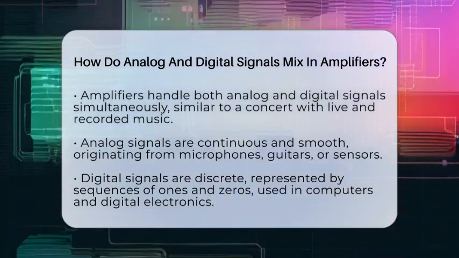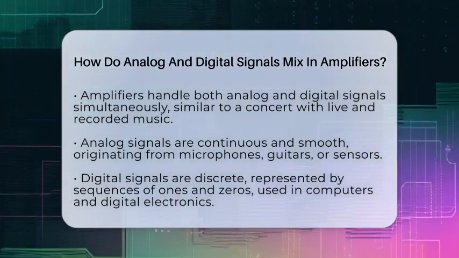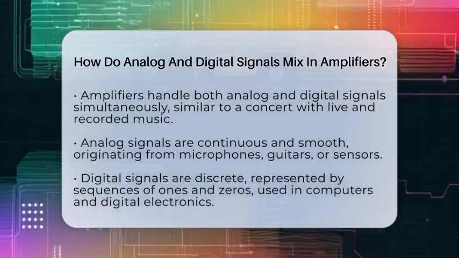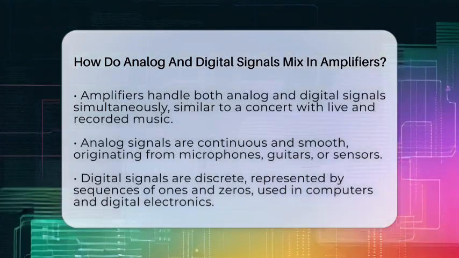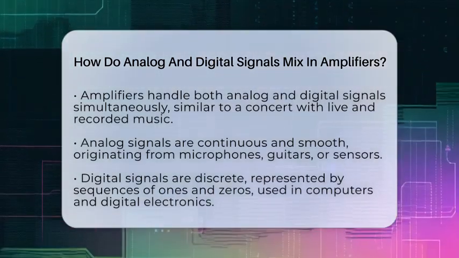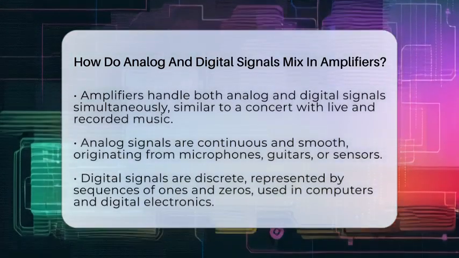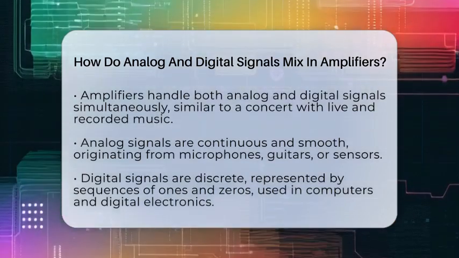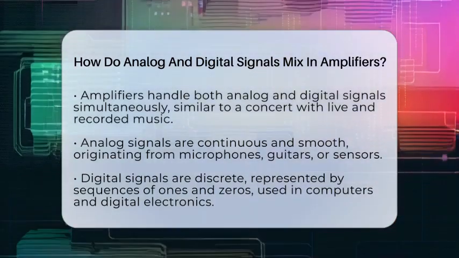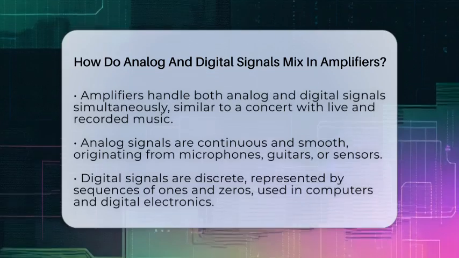types of signals. An analog signal is like a flowing river, changing smoothly over time. It's what you get from microphones, guitars, or sensors. Digital signals are more like a series of steps or snapshots, representing information in ones and zeros. These are used in computers, digital audio, and many modern electronics.